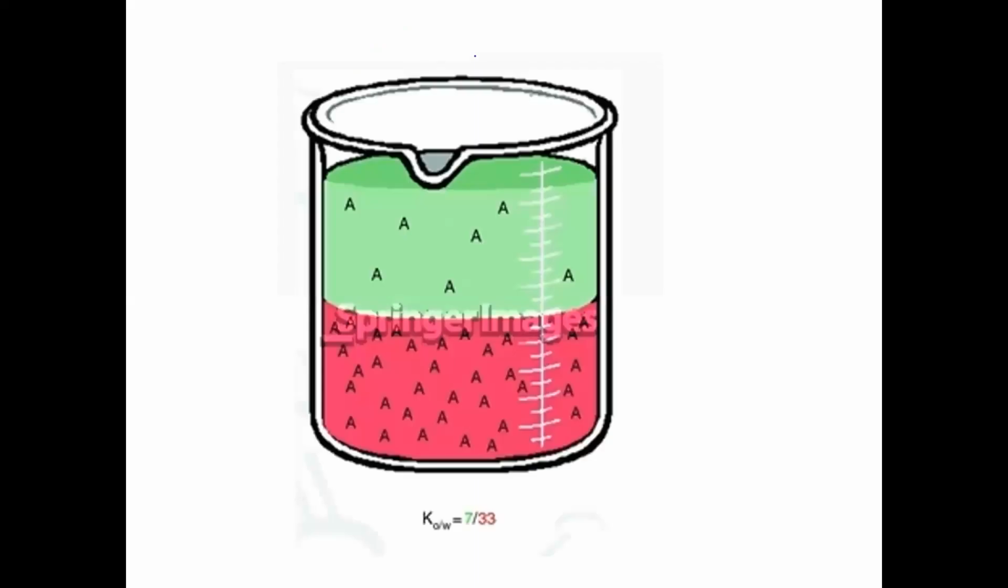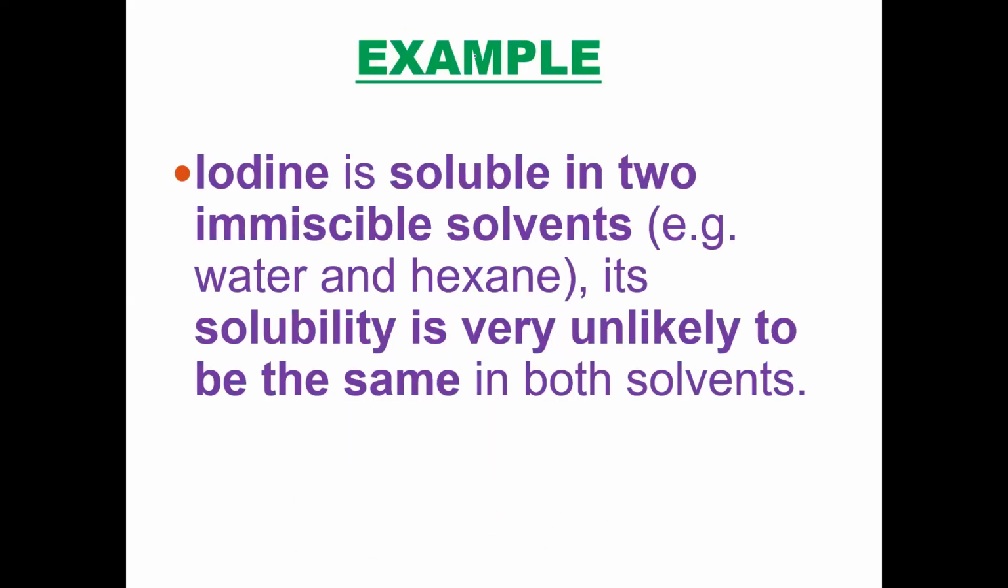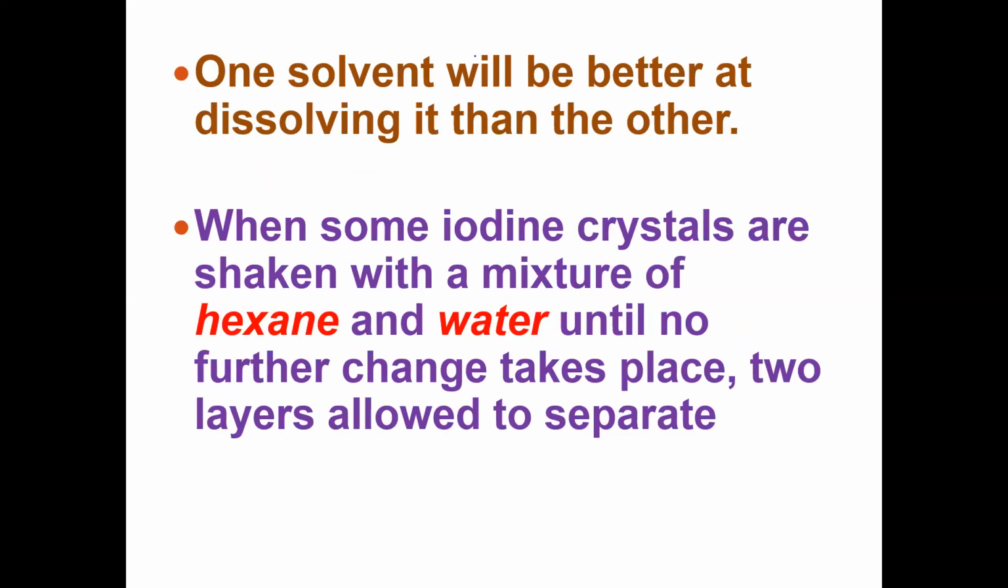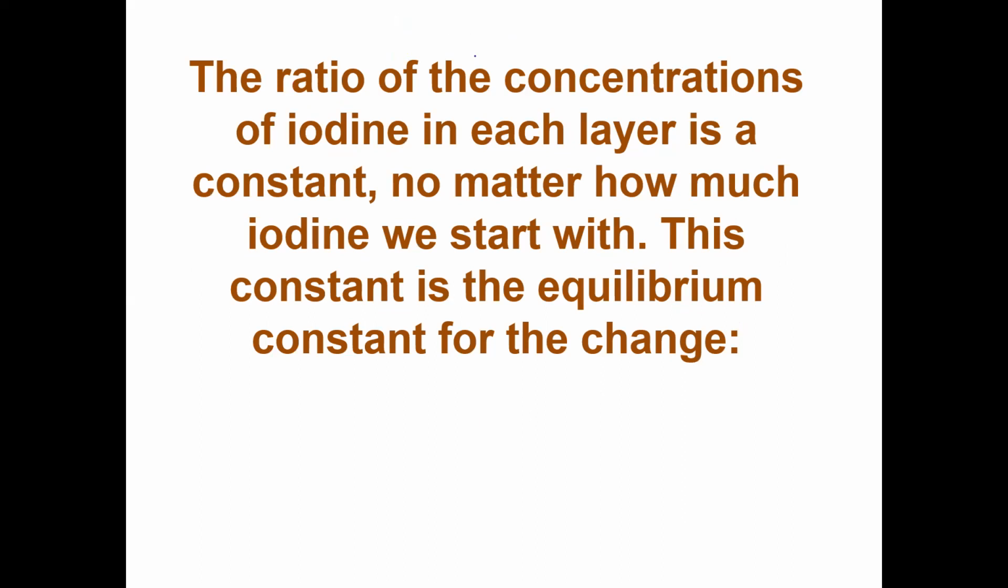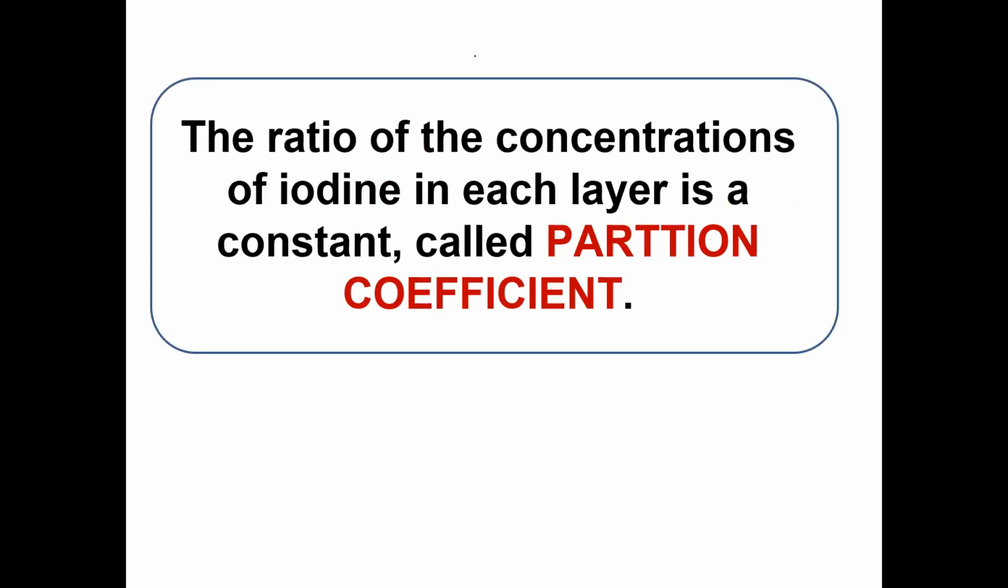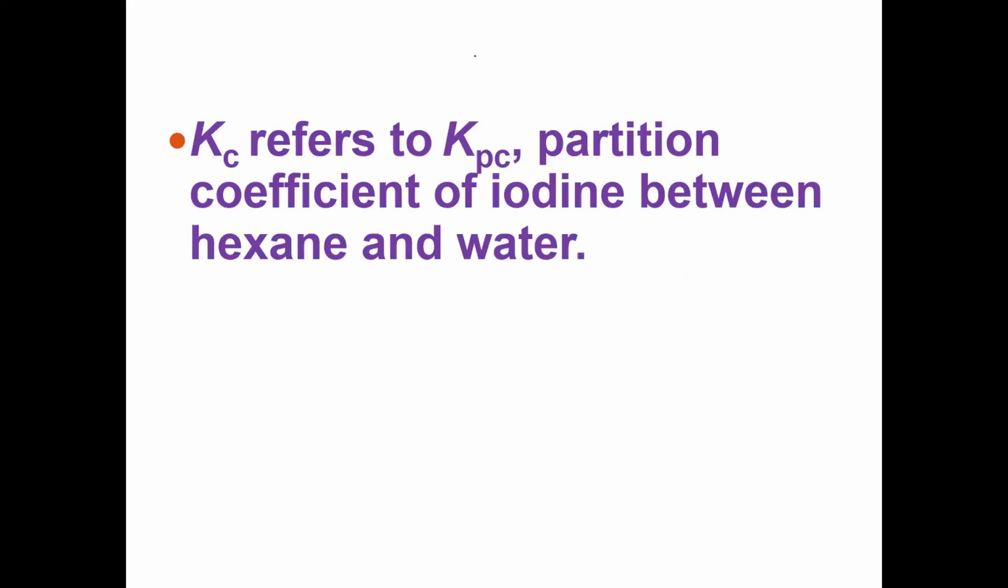So this is called partition coefficient. Now, iodine is soluble in two immiscible solvents like water and hexane, and its solubility is very unlikely to be the same in both solvents. So one solvent will be better at dissolving it than the other. So when some iodine crystals are taken with a mixture of hexane and water until no further change takes place, two layers are allowed to separate. So we put some iodine in the mixture of hexane and water and they partition first, and then the ratio of the concentration is called partition. So the ratio of the concentration of iodine in each layer is constant, called partition coefficient. This is an example to understand.